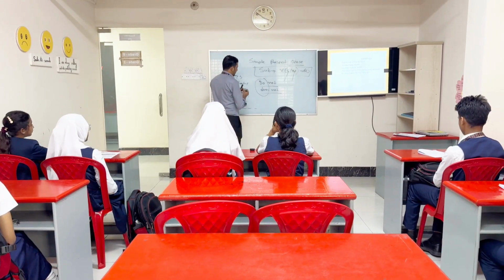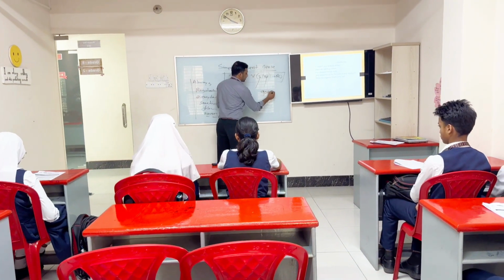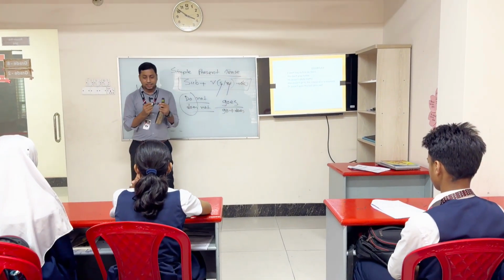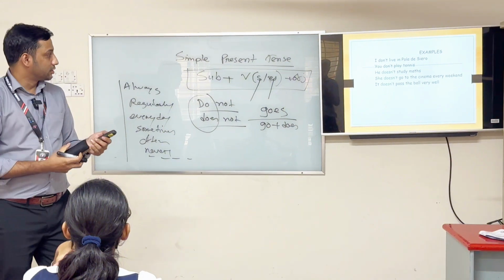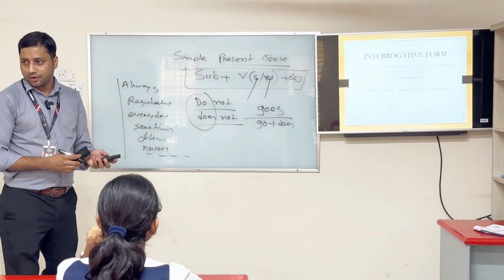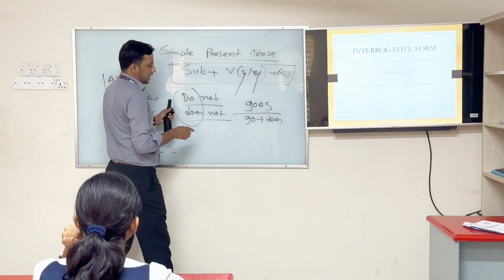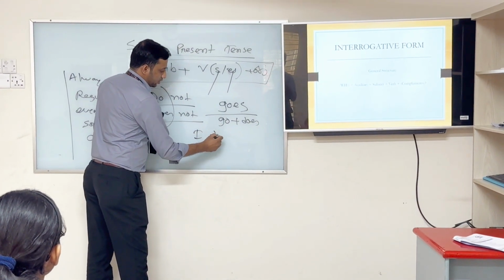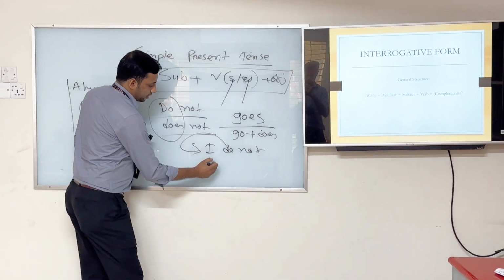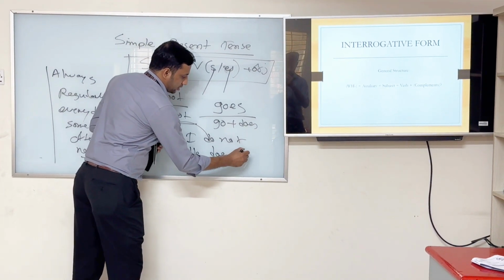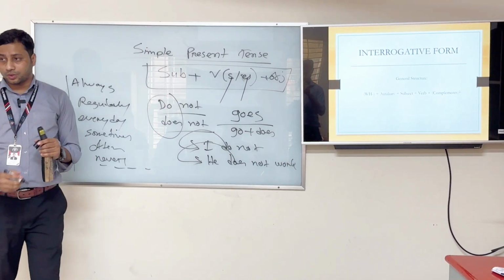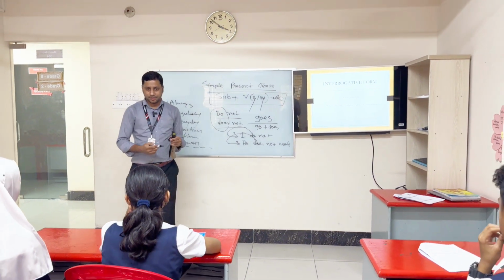Now you see, go is the verb, goes. It becomes with a combination of go and does. That's why it works like this. Next, you have interrogative form. You know how to make it. When you are writing negative, I do not, you are going to write do I not. When you write he does not work, you are going to make it does he not work or does he work, something like that.